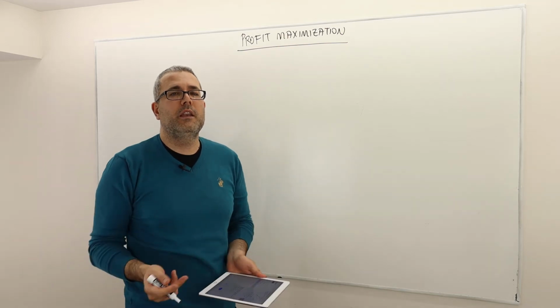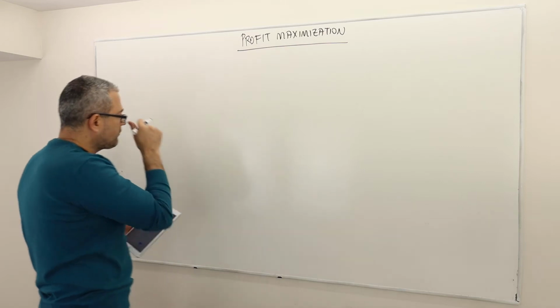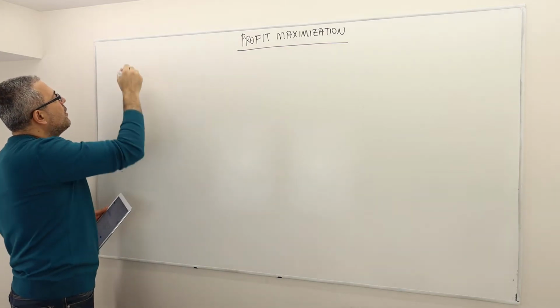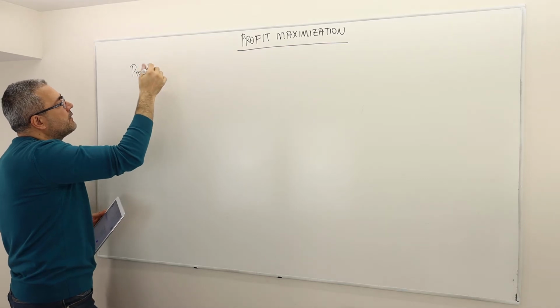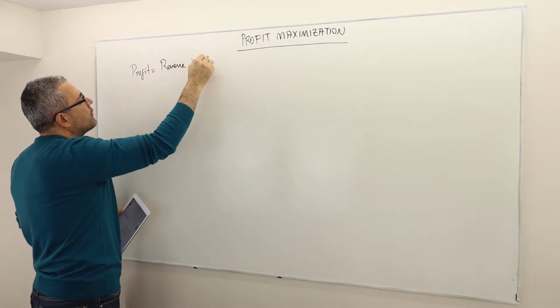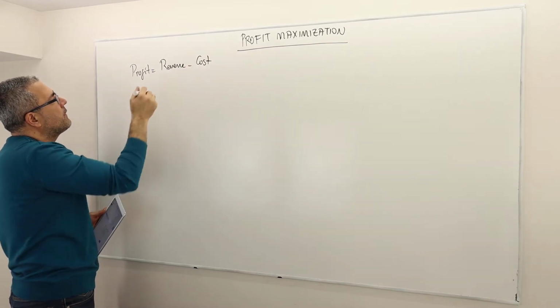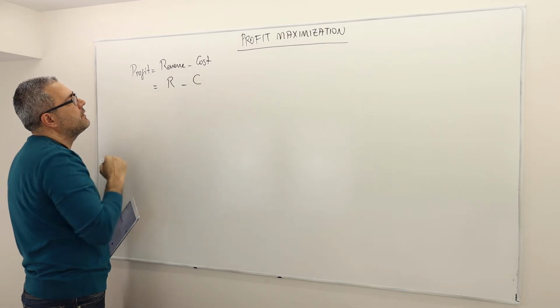Hi guys, now in this episode we're going to talk about profit maximization. So if you remember, we said profit is simple, it's revenue minus cost, all right? So let's denote revenue by R and the cost by C.